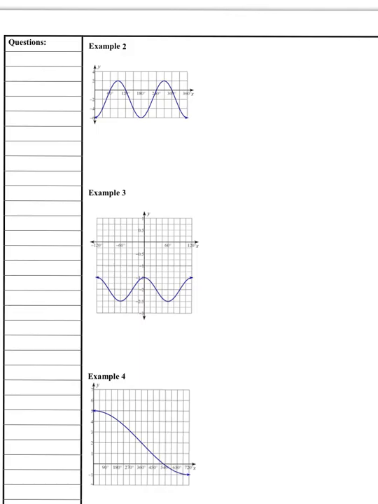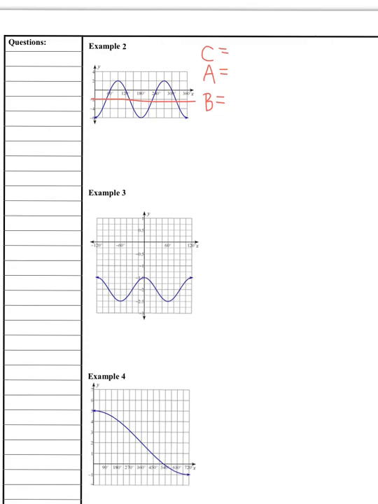Okay, so for example 2, we want to go ahead and write out our 3 values that we need. We need C, which is our midline, A is our amplitude or our height, and B, which is our frequency. So looking at our graph, we want to find that midline. If you were able to just look at this graph and see that the midline is exactly at -2 right there, because it's halfway between the max and the min, then that's great.